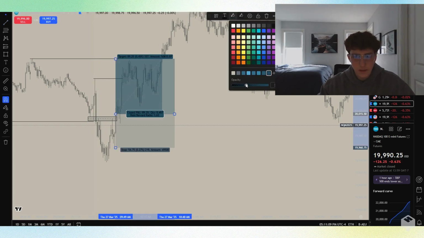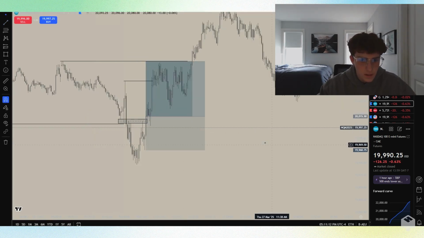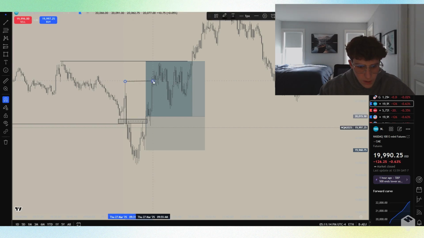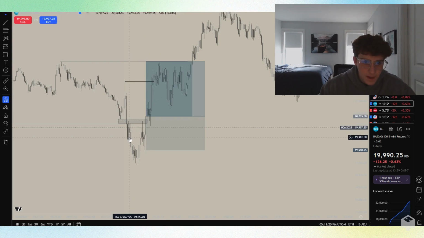Let me see if I can zoom down. I think this is market open, about the market open high, so I went break even there. And then I ended up closing the position here.